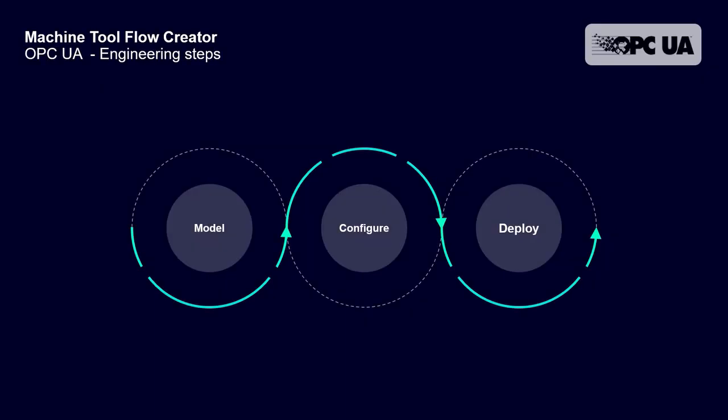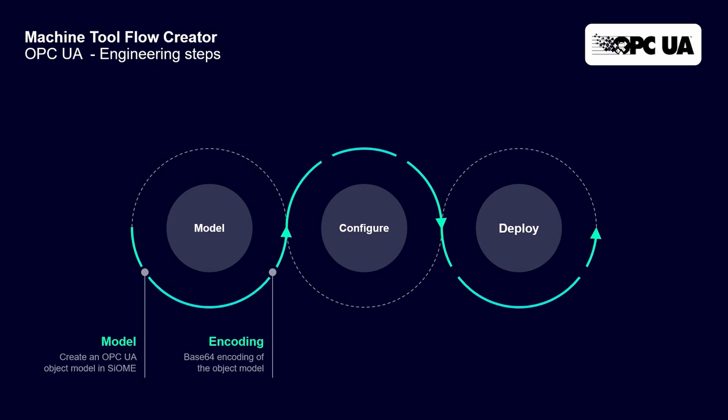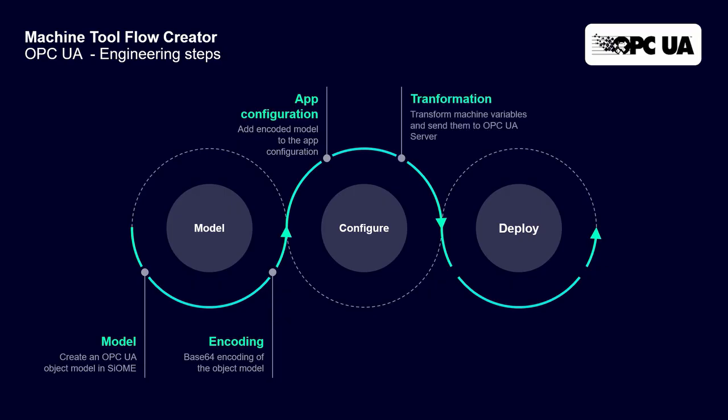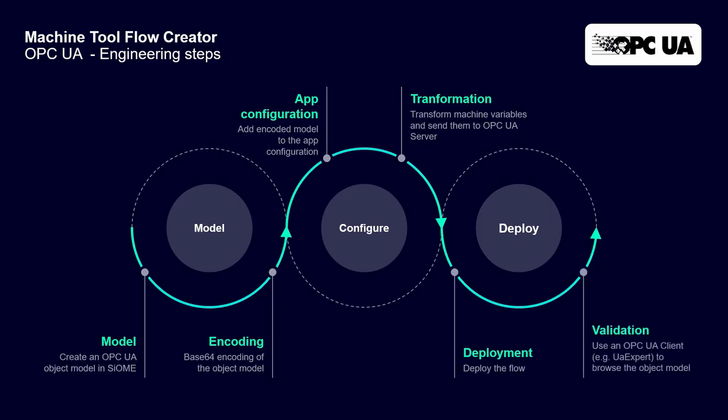When you want to implement your own OPC UA solution, the first step is to do the modeling in the Siemens OPC UA Modeling Editor. Then you will have an XML model and you need to encode that to base64, and we can import this model into the app configuration of the provider application. Then we do the transformation in our provider app and send the data to the OPC UA server. After that, we just need to deploy the flow, and then we can watch the results with an OPC UA client.